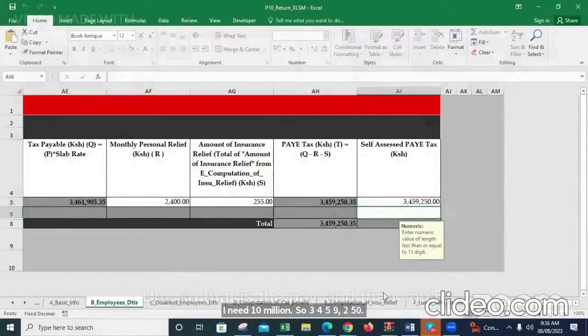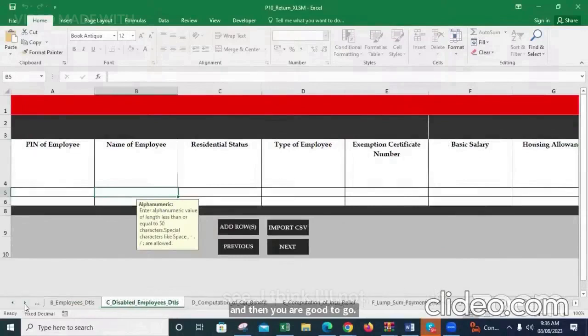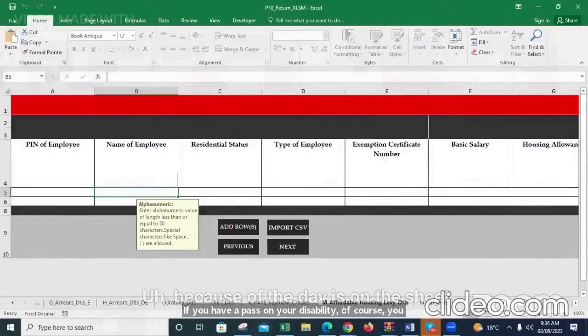So that is the pay, and then you're good to go. If you have a person with disability, of course, you capture it under sheet C. I think I'll not belabor much on that. Focus of the day is on the sheet M, which is the affordable housing levy.